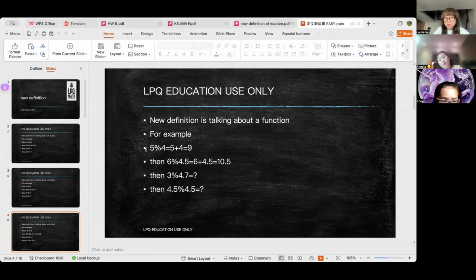Sometimes the new definitions could also contain different numbers. Okay, so we're talking about whole numbers. What's next? 5 percent 4 equals 5 plus 4 equals 9. And we can also apply it to decimal numbers: 6 percent 4.5 equals 10.5. Amelia, could you please directly tell me 3 percent 4.7 equals what? 10.7. Very good. And what is the next one, Zoe?